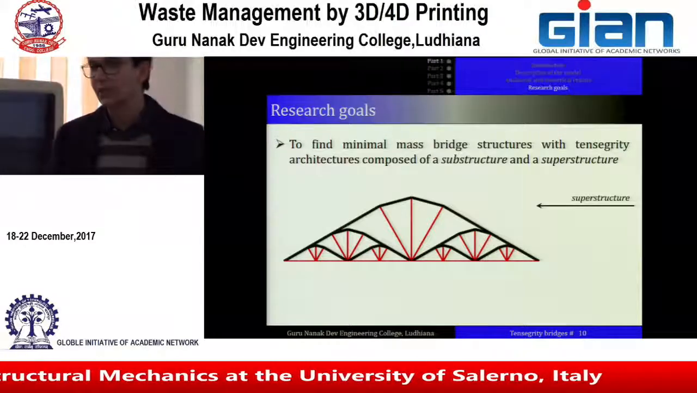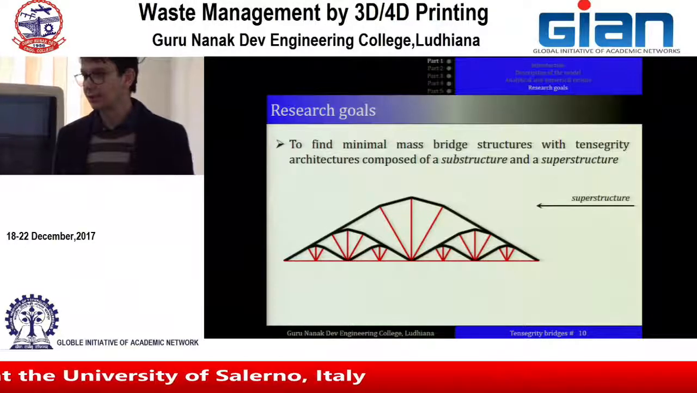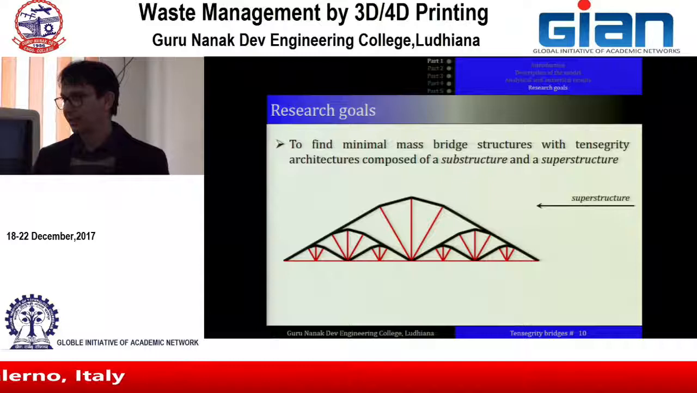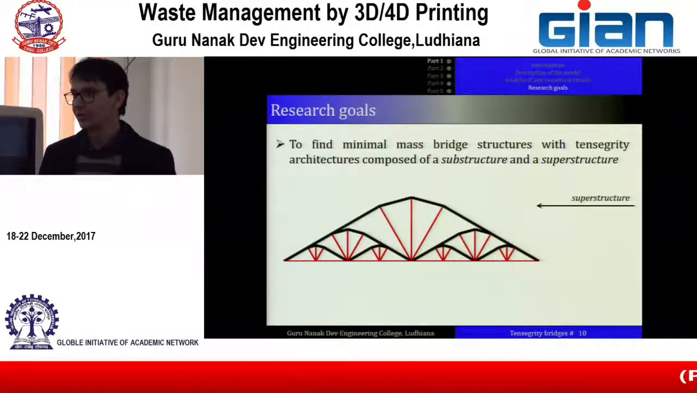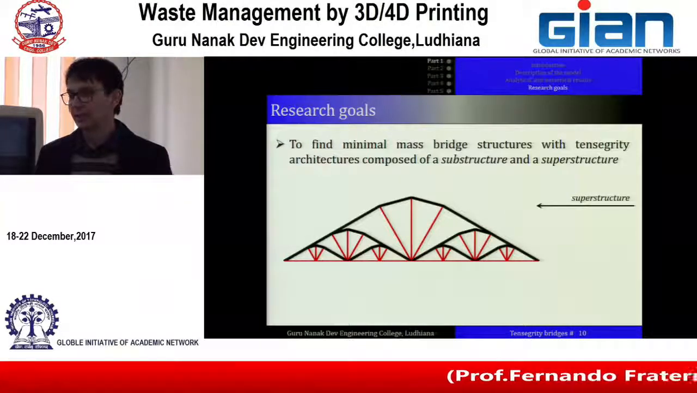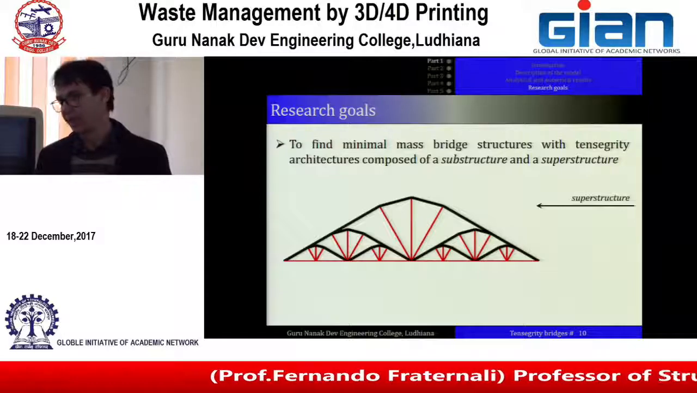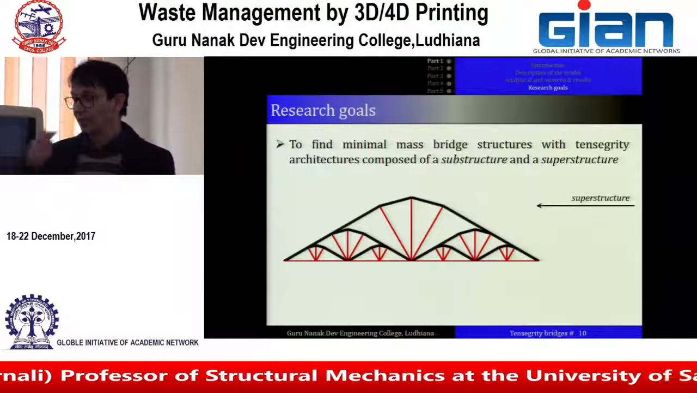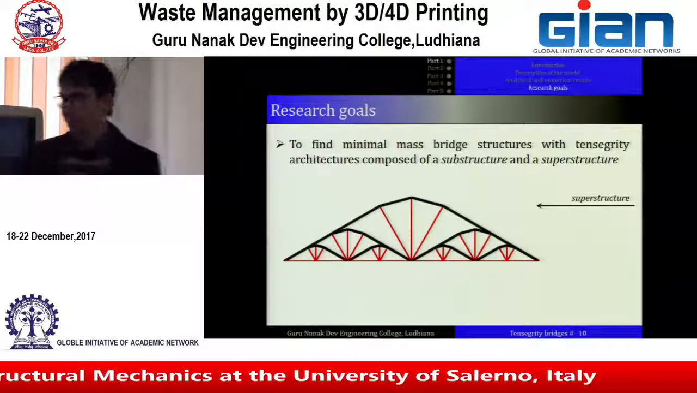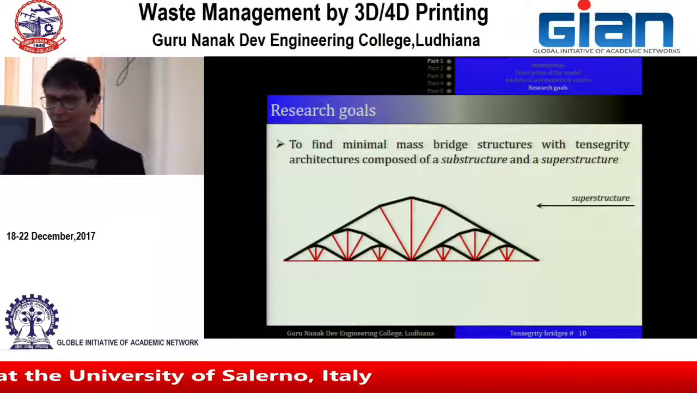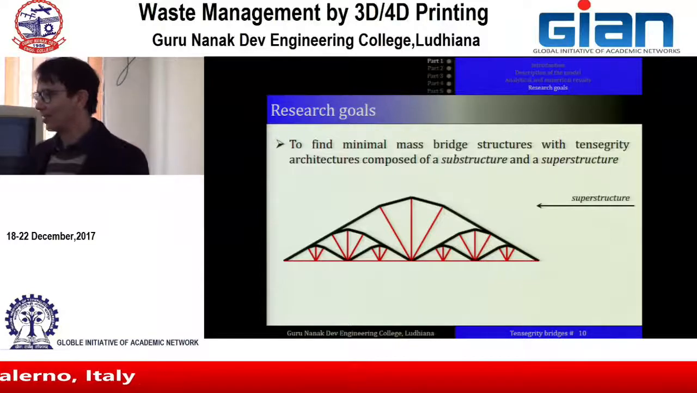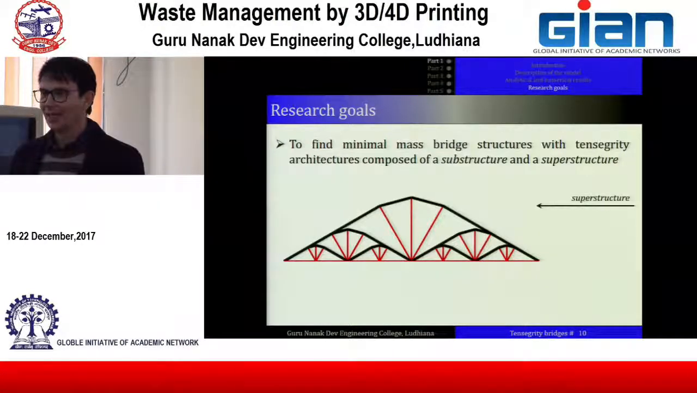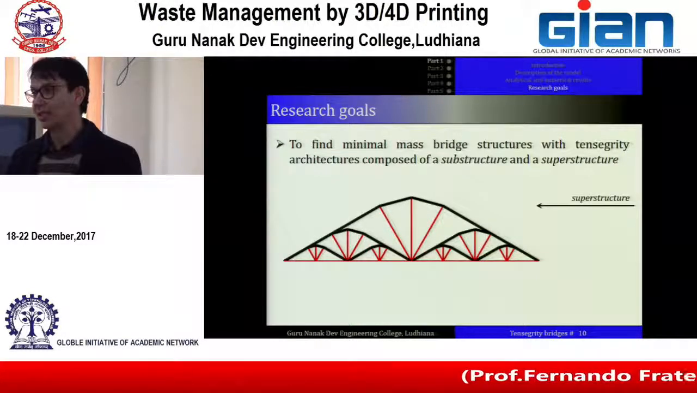The compressed elements in the tensegrity structure are rigid bodies, and there are cables. Usually the rigid bodies are subject to compression, and obviously the cables are subject to tension. In a pure tensegrity structure, there are no bending moments. There are only compressive and tensile forces. And there are several examples in nature of this.